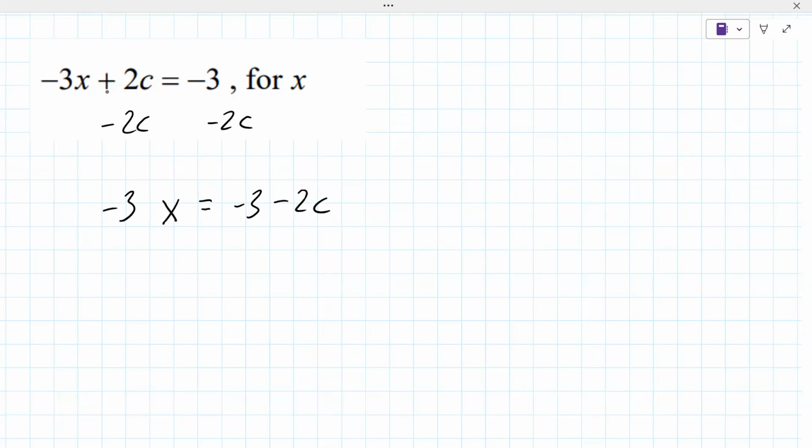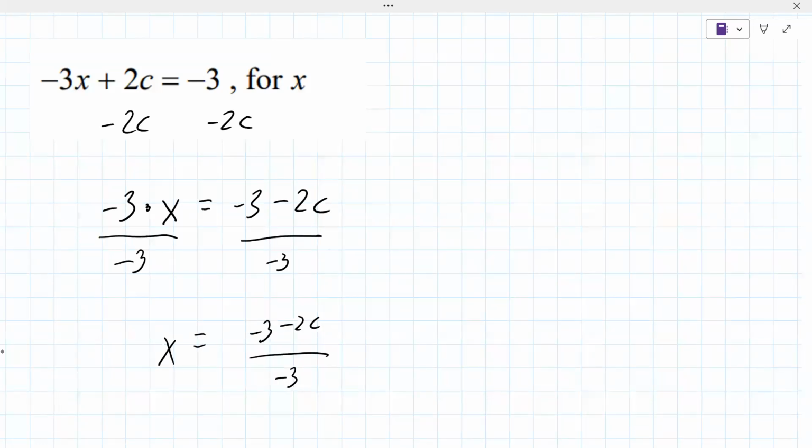Now, what's the math operation between the negative 3 and the X when they're squeezed together like that? Multiplication. So how do you undo multiplication? Division. Divide both sides by that. And rarely do you simplify; you can almost just leave it like this.